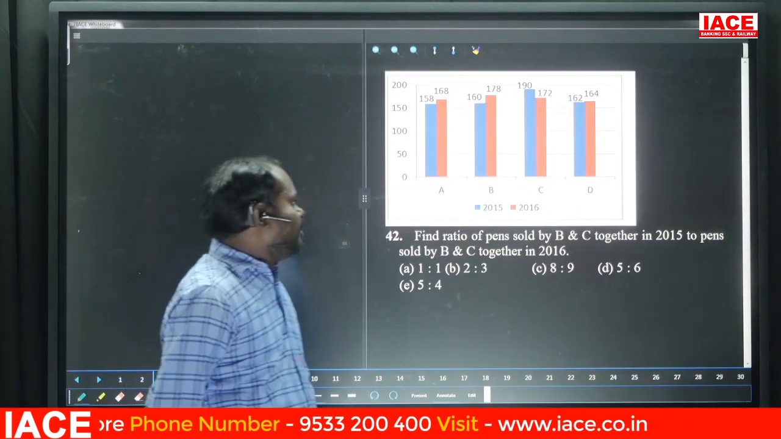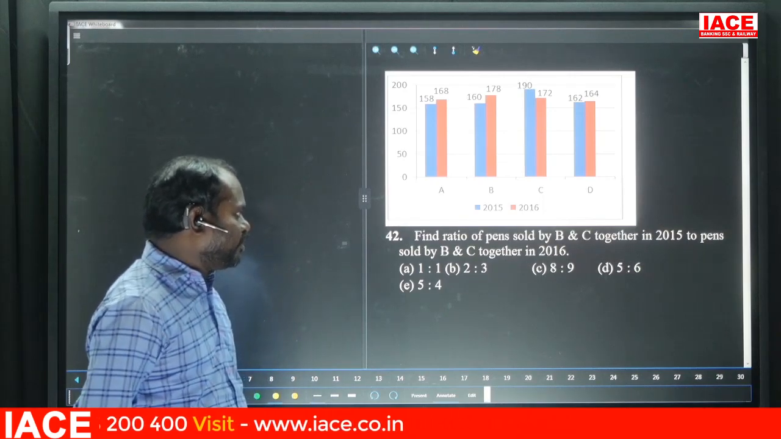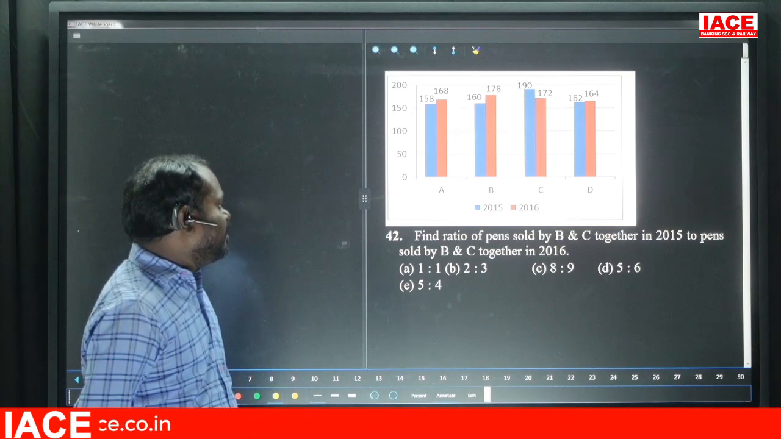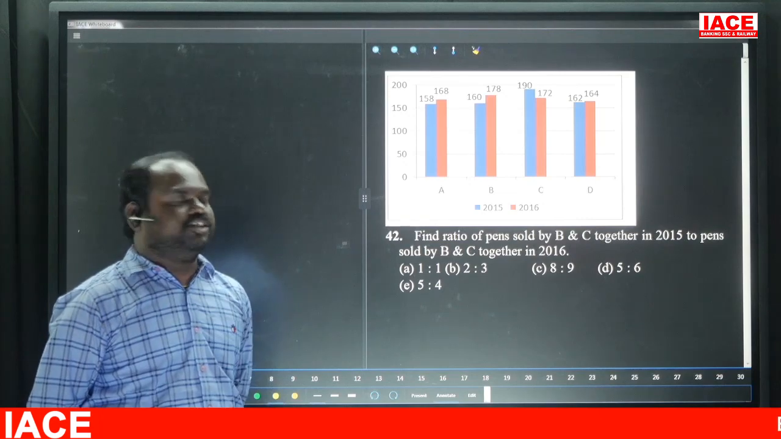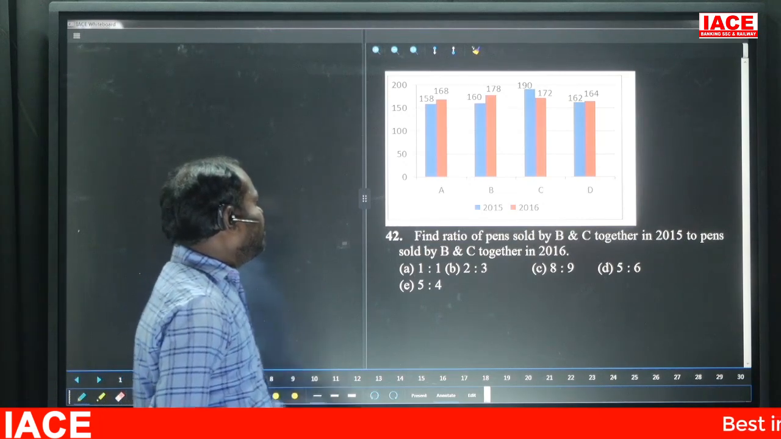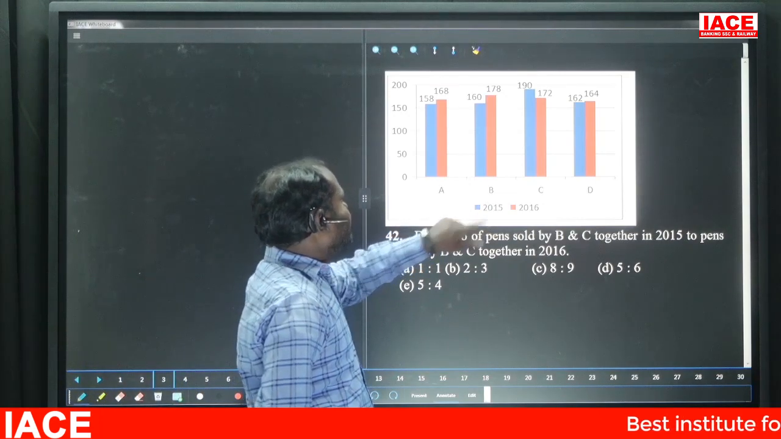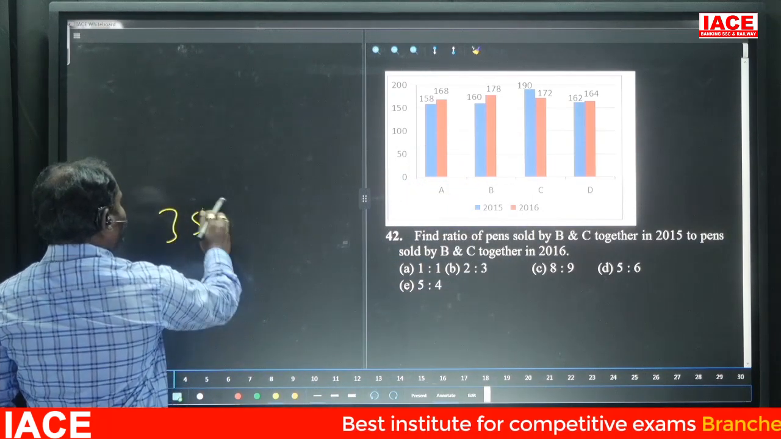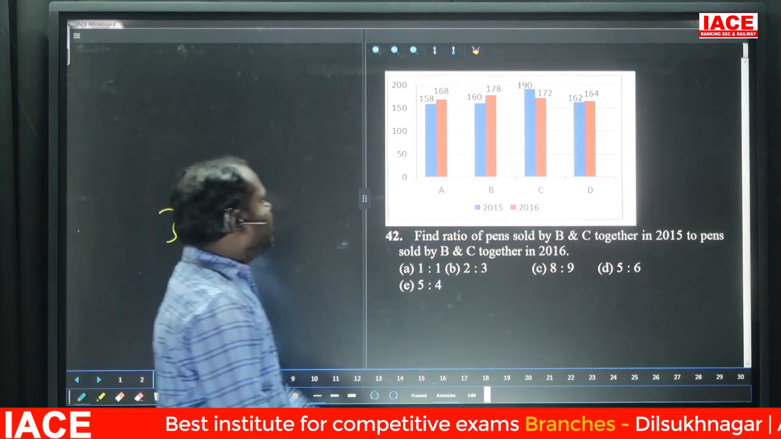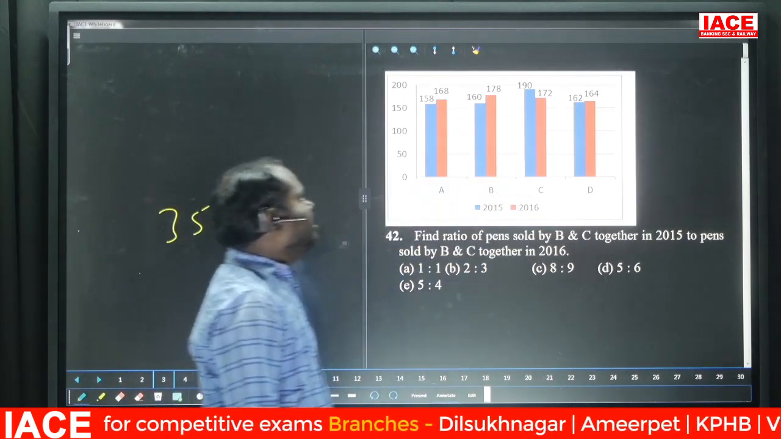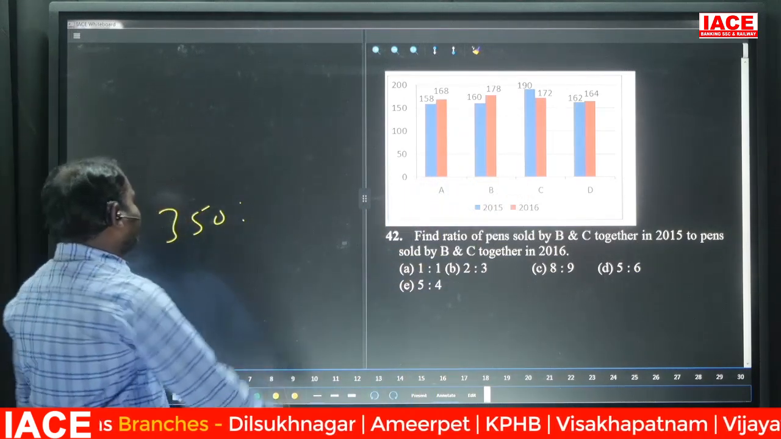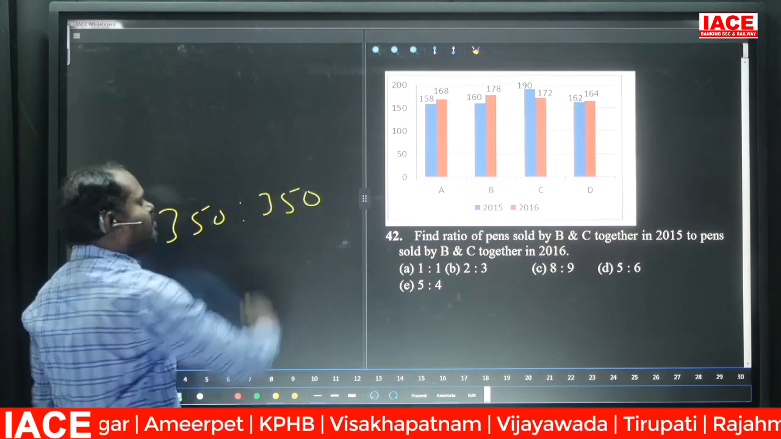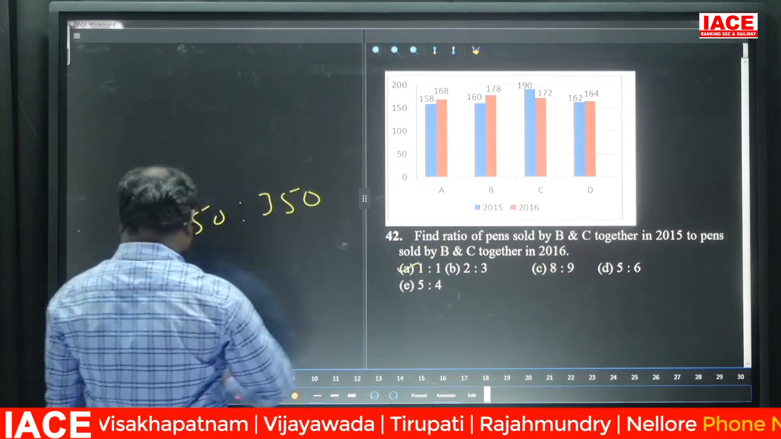find the ratio of the pens sold by B and C together in 2015 to the pens sold by B and C together in 2016. B and C in 2015, blue color: 160 plus 190 is 350. Compared to 2016: 178 plus 172, so that is also 350. Both are equal, so the ratio is 1 is to 1.